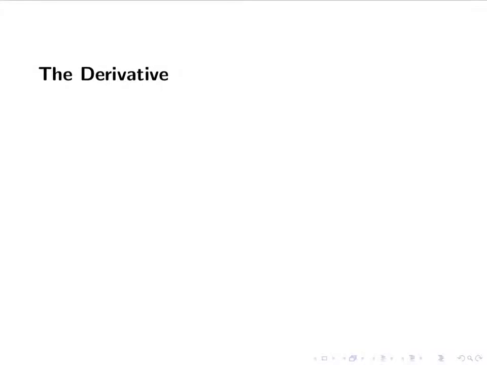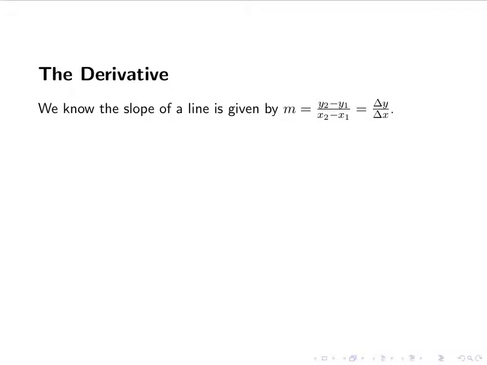Hello everyone, today we're going to look at the derivative. We know the slope of a line is given by m equals y2 minus y1 over x2 minus x1. And as I've said before, sometimes this is denoted by this triangle y divided by triangle x. Remember that triangle is the Greek capital letter delta, and it means a small change in. So a small change in y divided by a small change in x.